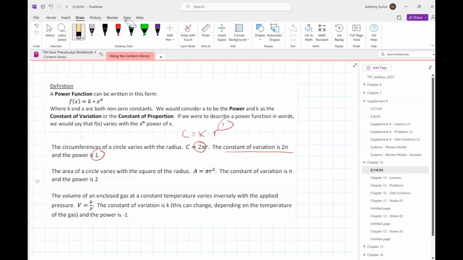If I also go back to geometry, it says the area of a circle varies with the square of the radius. So I know that A is equal to k times r squared in my power function model. And I remember from geometry that k has to be pi because area is pi r squared. So my constant of variation is the pi, and the 2 is my power.